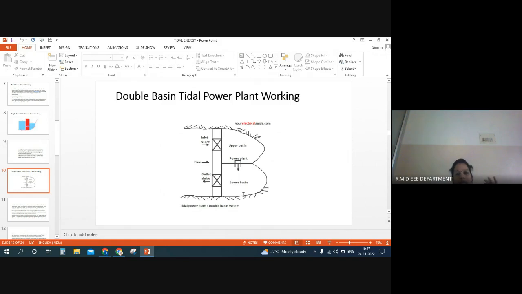So here it is having an inlet sluice and outlet sluice, and this is the dam which has been constructed. And here we have a power plant, and this is the upper basin and the lower basin. A two basin system has the capacity to regulate the power output of an individual tide. So this system provides a partial solution to the problem of getting a steady output power from a tidal scheme.